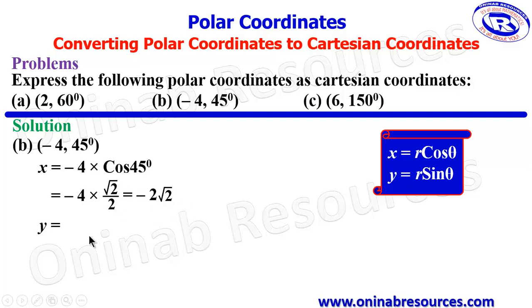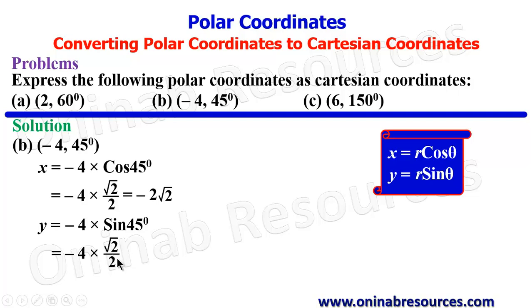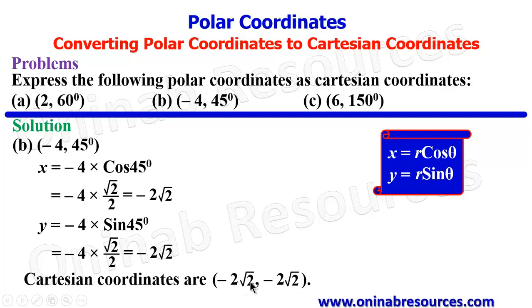Then for the y coordinate, we still have negative 4 multiplied by sine 45 degrees. Sine 45 degrees is equal to cos 45 degrees, which is root 2 over 2. So negative 4 times root 2 over 2. And invariably it's giving us negative 2 root 2. So the Cartesian coordinates are negative 2 root 2, negative 2 root 2. And that's all for B.